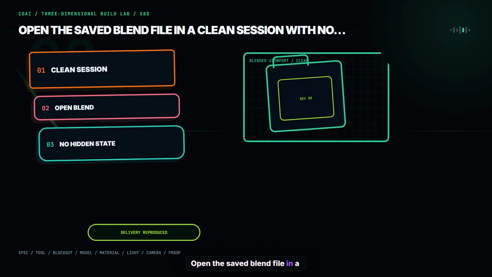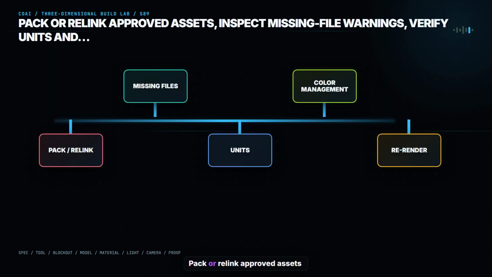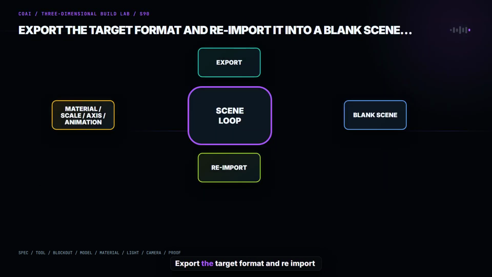Open the saved blend file in a clean session with no hidden dependency on the agent process. Pack or relink approved assets, inspect missing file warnings, verify units and color management, and render the same proof frames again. Export the target format and re-import it into a blank scene to catch broken materials, scale, axes, or animation.